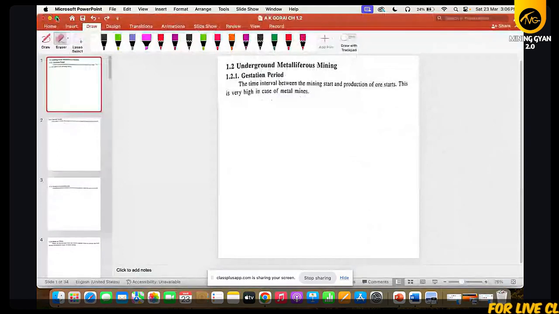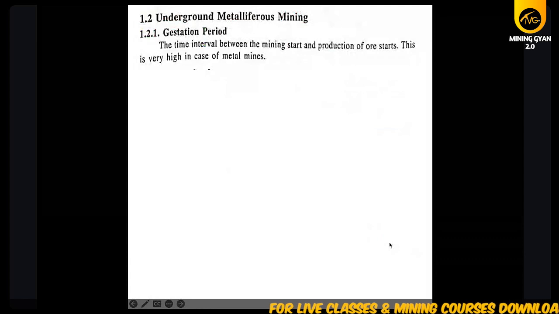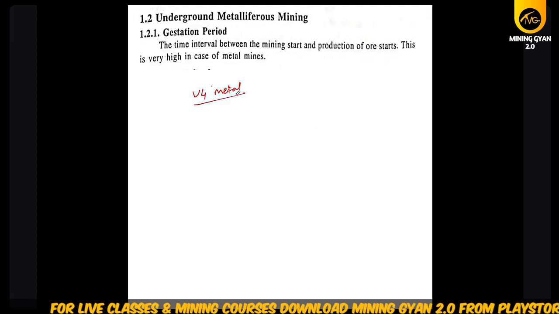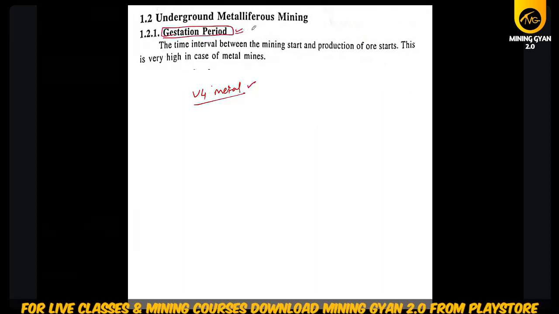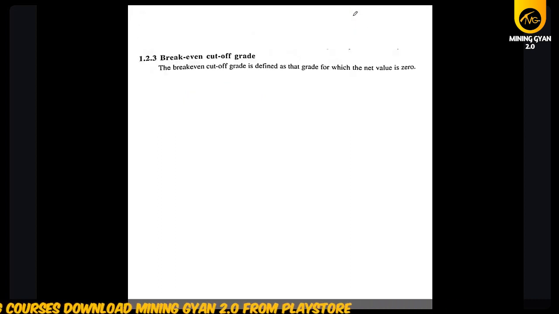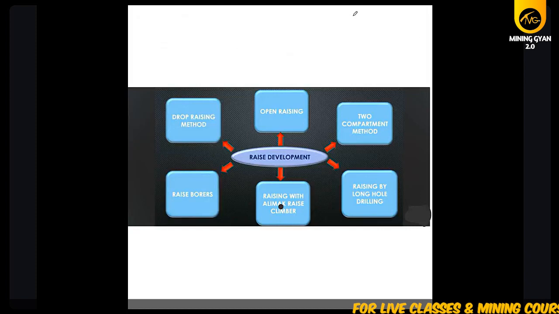Yesterday we started our chapter 1.1, which is basically about the underground metal mine, and we discussed the gestation period for metal mines and the incubation period for coal mines. We have seen what cutoff grade is, break even cutoff grade, raises and winzes, and various methods like open raising by drilling, blasting, mucking, then 2 or 3 compartment raising with Jora. We have seen those methods.